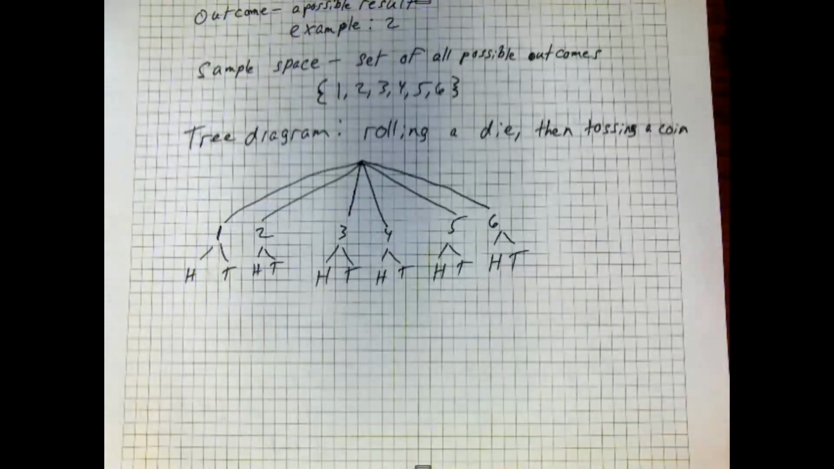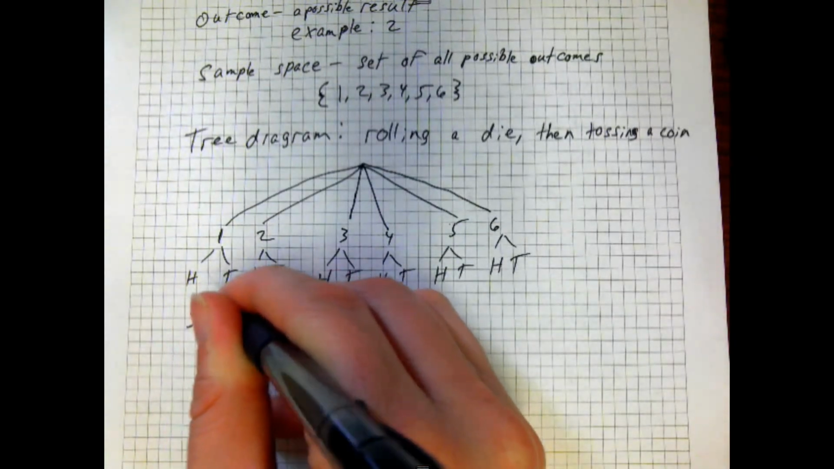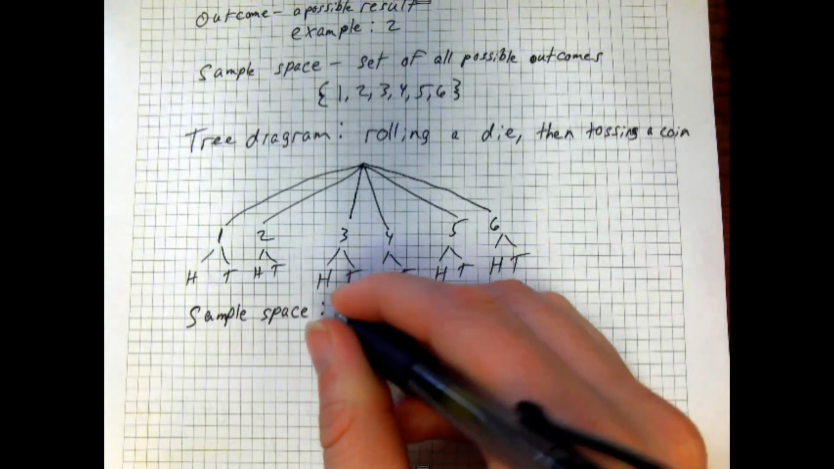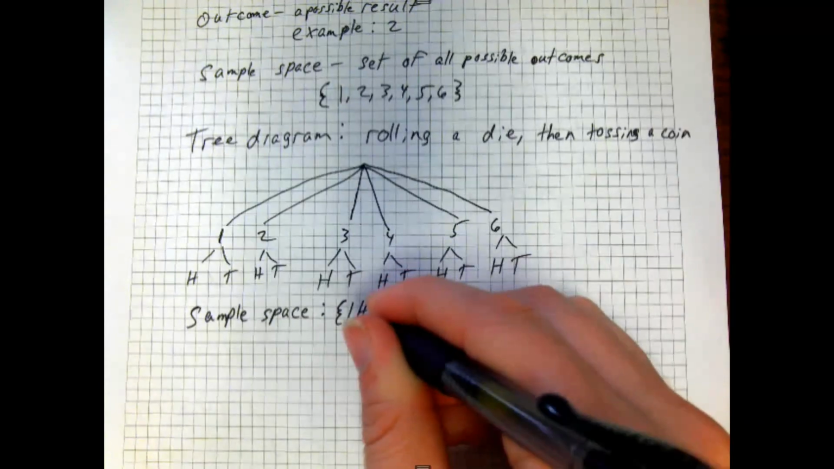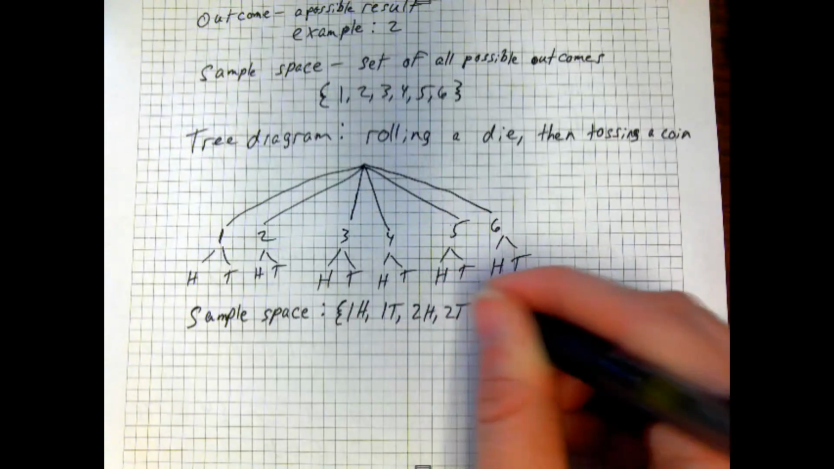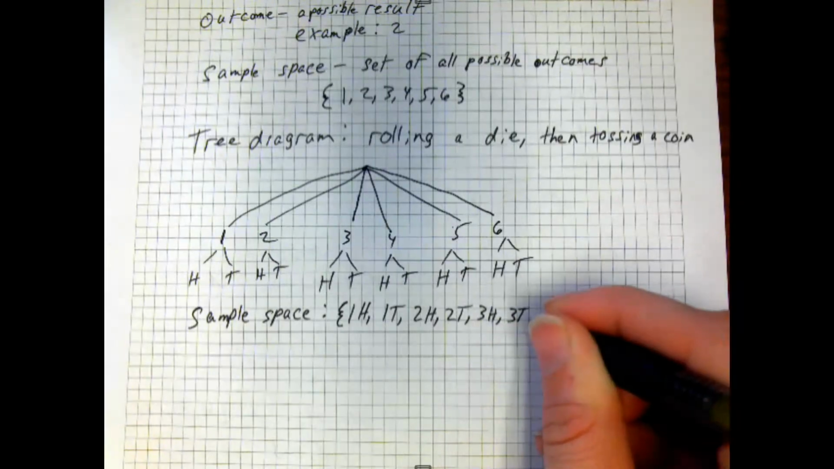So those are my possibilities. So my sample space: I could roll a 1 and get heads. I could roll a 1 and get tails, 2 heads, 2 tails, etc. And write down each one of these possibilities.